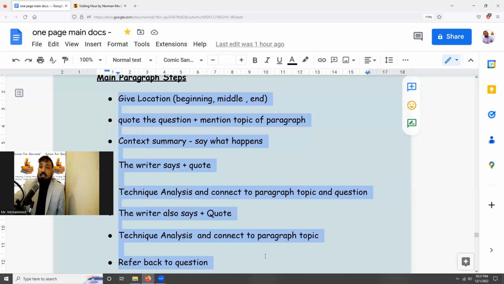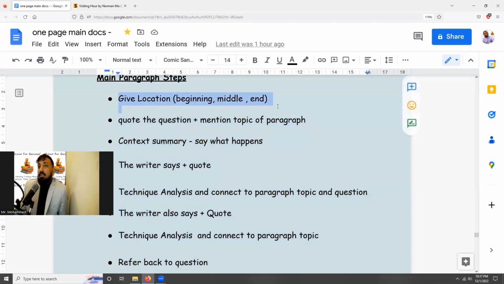Now what we're going to do is go through each of these steps one at a time. Let me explain them to you, and then after that we'll go ahead and write one paragraph together. So to begin, you're going to start by giving the location. What this means is you're giving the location of what you're going to be speaking about.